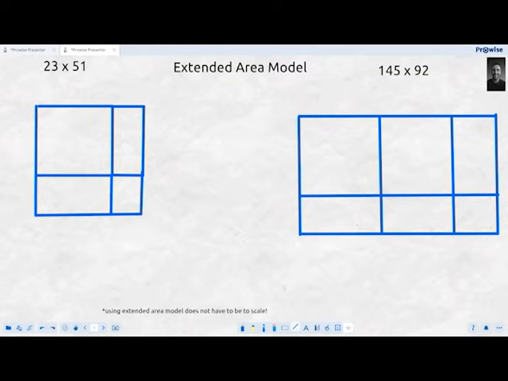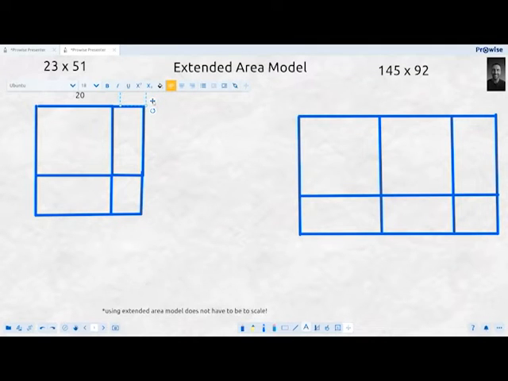But basically what we're doing here is using a visual representation to make multiplying bigger numbers a bit easier for us to understand. So what we can see here is I've got the numbers 23 and 51 and multiplying them by each other.